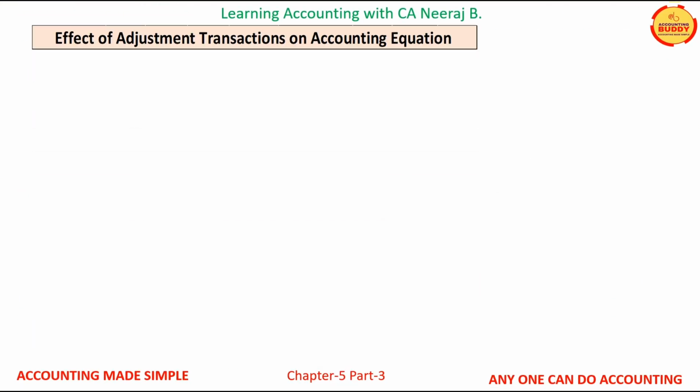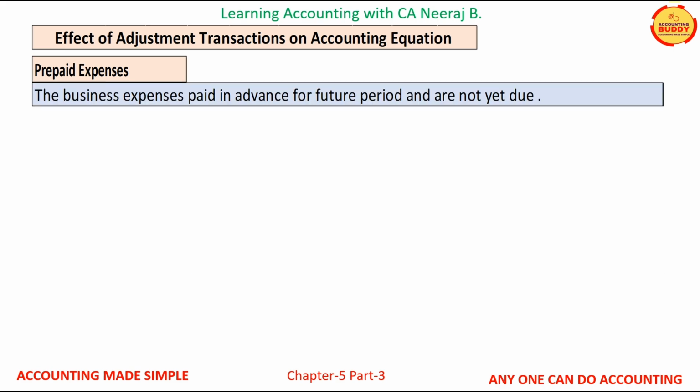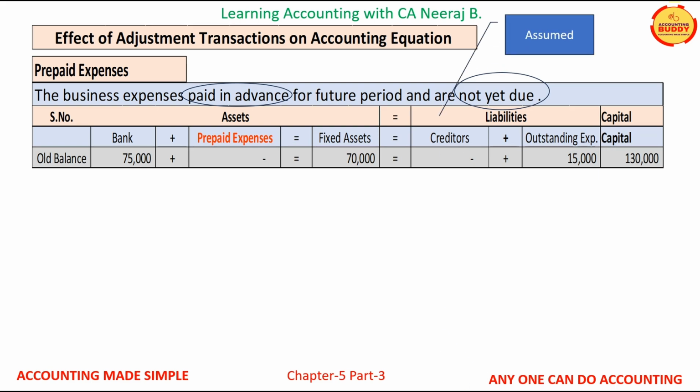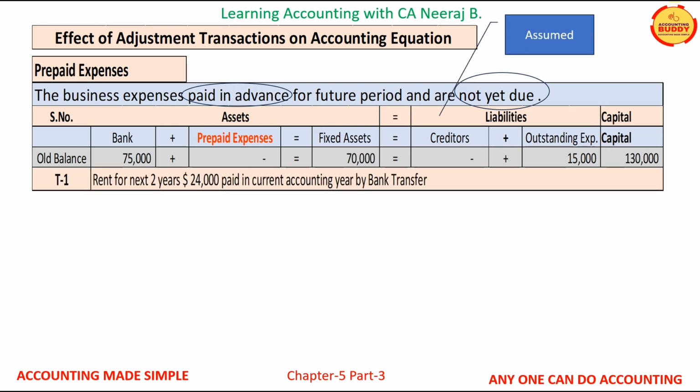Let us now learn how a prepaid expense transaction will affect the accounting equation. Quick recap. The business expense paid in advance for future period which are not yet due are called prepaid expenses. Say the old accounting equation balance assumed is displayed on your screens. The prepaid transaction T1 on your screens is rent for next 2 years amounting to $24,000 paid in the current accounting year by bank transfer.